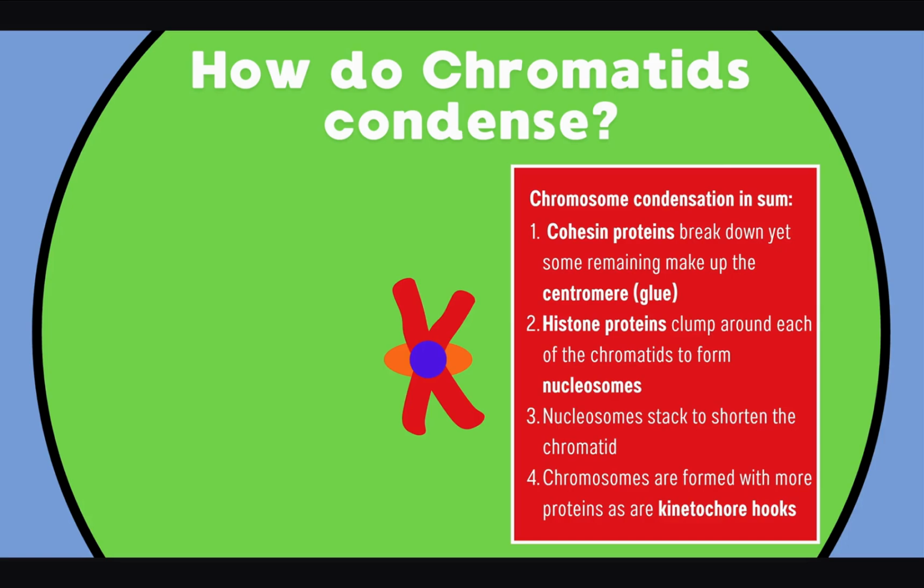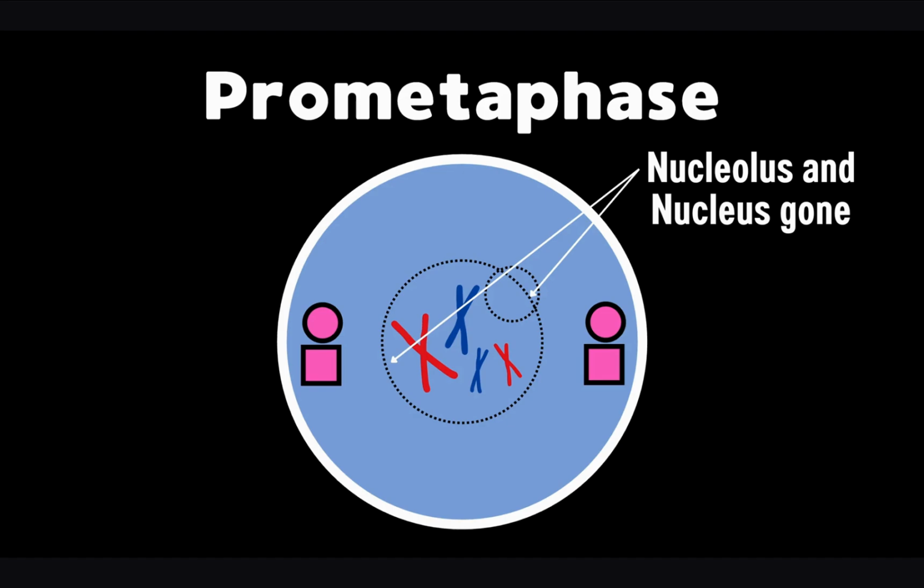Think about putting beads on a string. You put all the beads together on the string to form the nucleosomes, and then you pull the string down and it becomes shortened because the beads are getting closer together. That's basically what's happening here. And then kinetochore hooks form on the chromosomes.